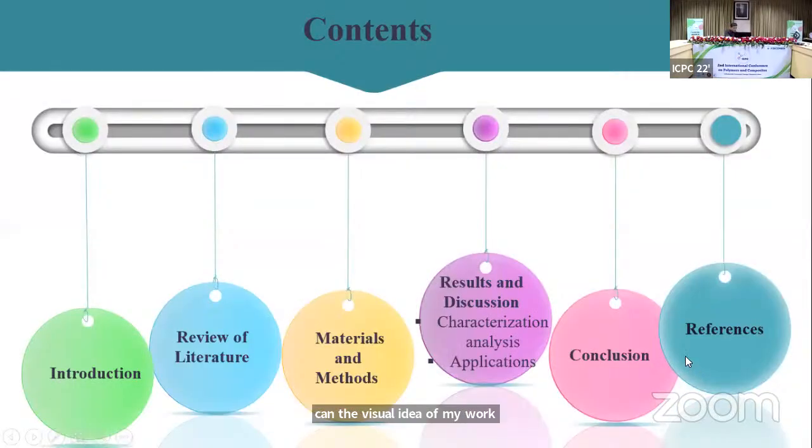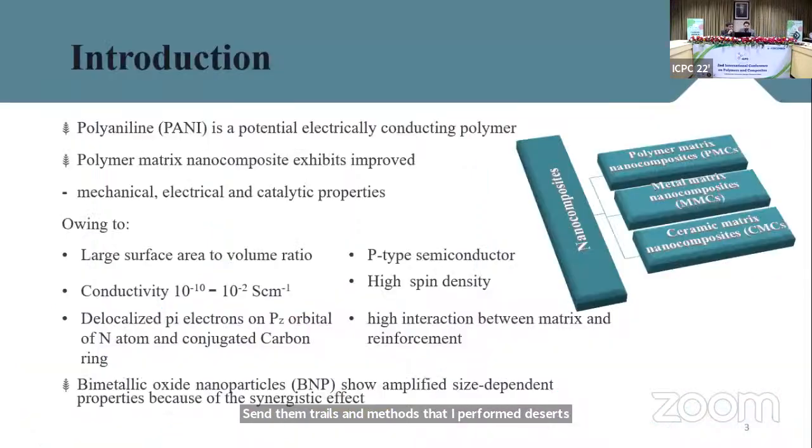These are the contents of my slides. I start from the introduction, then I will discuss the review of literature that I analyzed during my research work, then the materials and methods that I performed, the results and discussion, conclusion, and then the references.